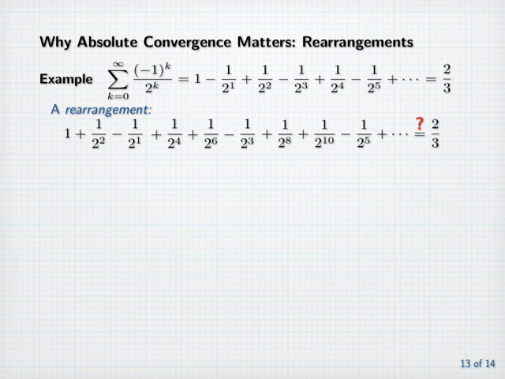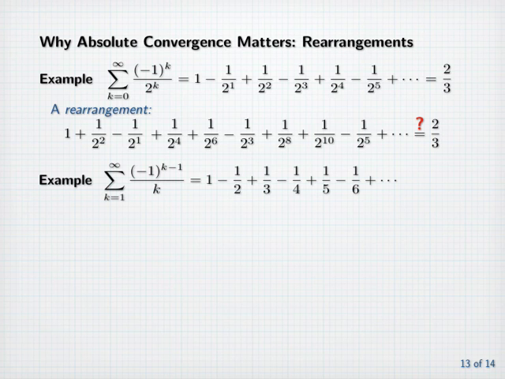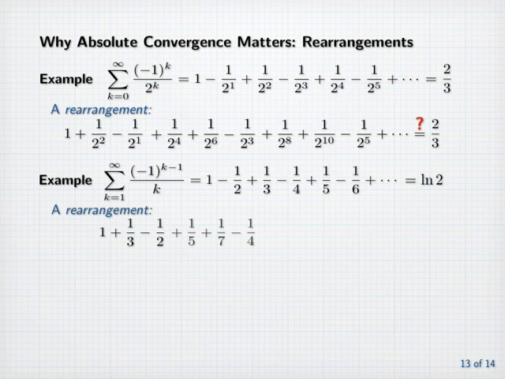Here's another example. The sum from k equals 1 to infinity of (-1)^(k-1) over k equals 1 - 1/2 + 1/3 - 1/4, and so on. In a later section, we'll learn that this series sums to exactly the natural log of 2. If we rearrange this series in the same way as the previous one, we have 1 + 1/3 - 1/2 + 1/5 + 1/7 - 1/4 + 1/9 + 1/11 - 1/6, and so on.